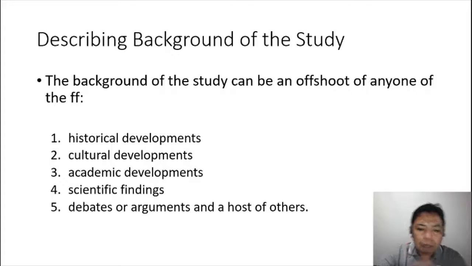So let's say you're trying to do a study about, yung favorite na lagi ko yung example, the effect of online gaming on the academic performance of grade 12 students. So, pwede kang humanap ng historical findings about that, or meron ba siyang cultural findings about that topic, even academic or scientific findings about the topic that you've chosen. So, pwede mong gamitin yung mga yon as a source for your background of the study.